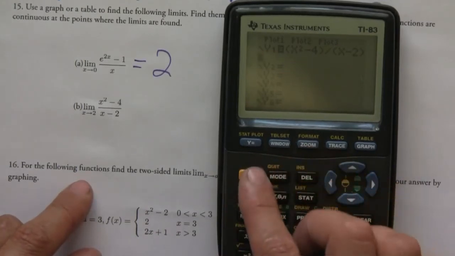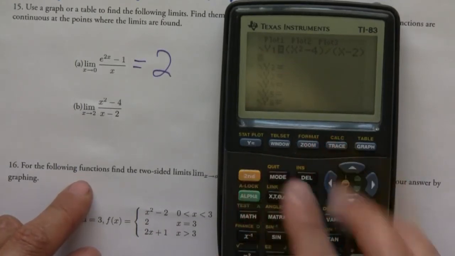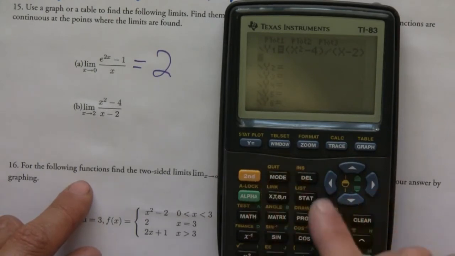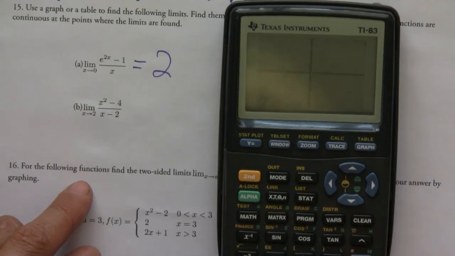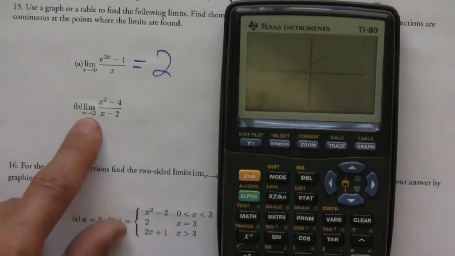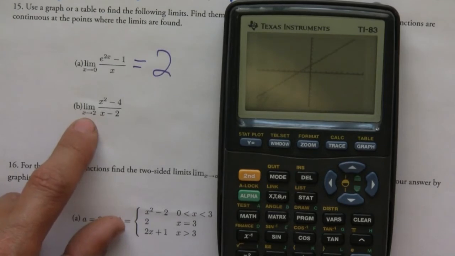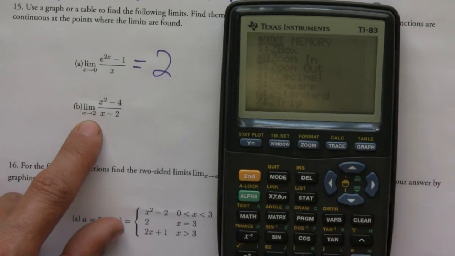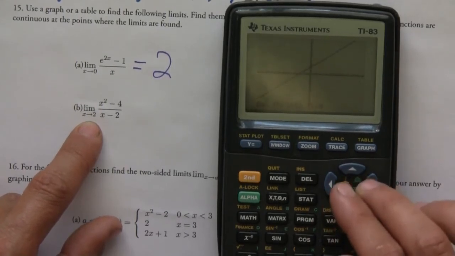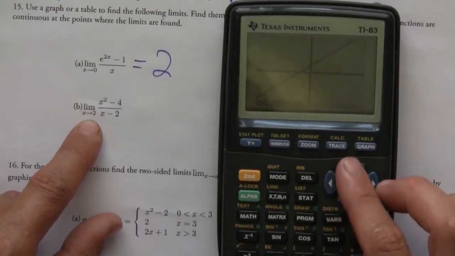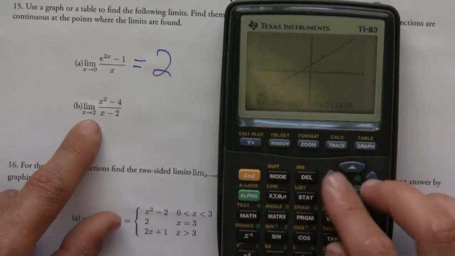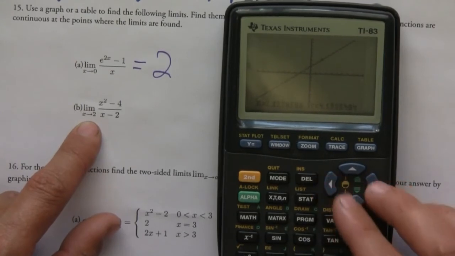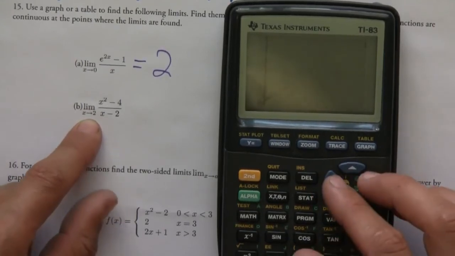So here, let's take a look at the graph. Now I'm going to go zoom standard so that we can look at the whole thing. Now this time, I want the limit as x approaches 2. So when I zoom in, I'm going to get closer to x equals 2, which is right around here. So there's my x value. I'm going to zoom in right there.